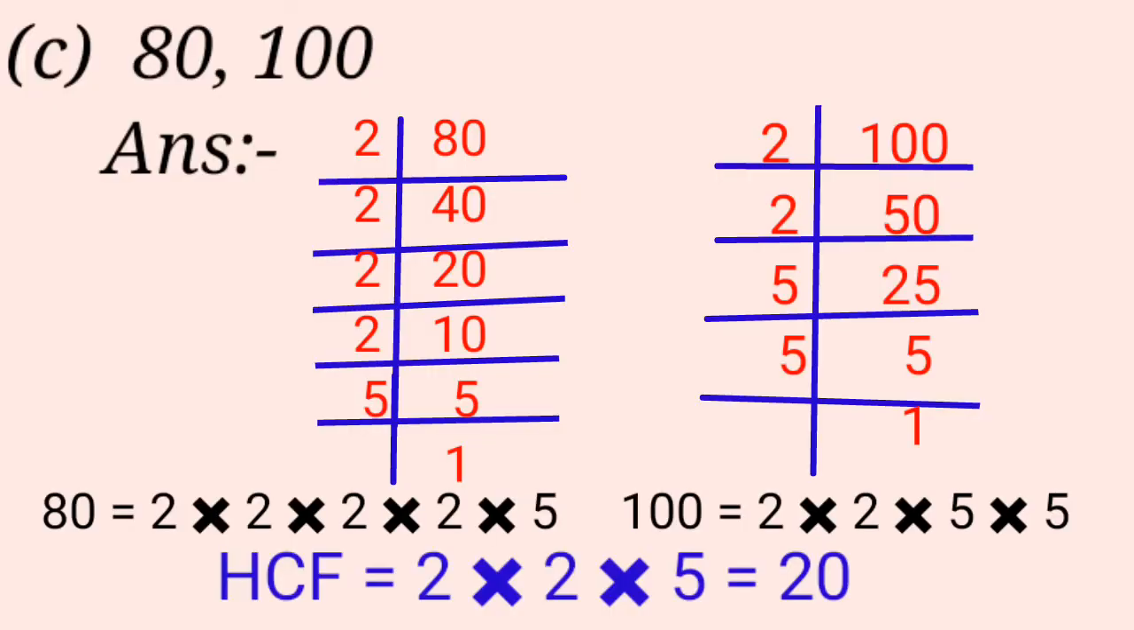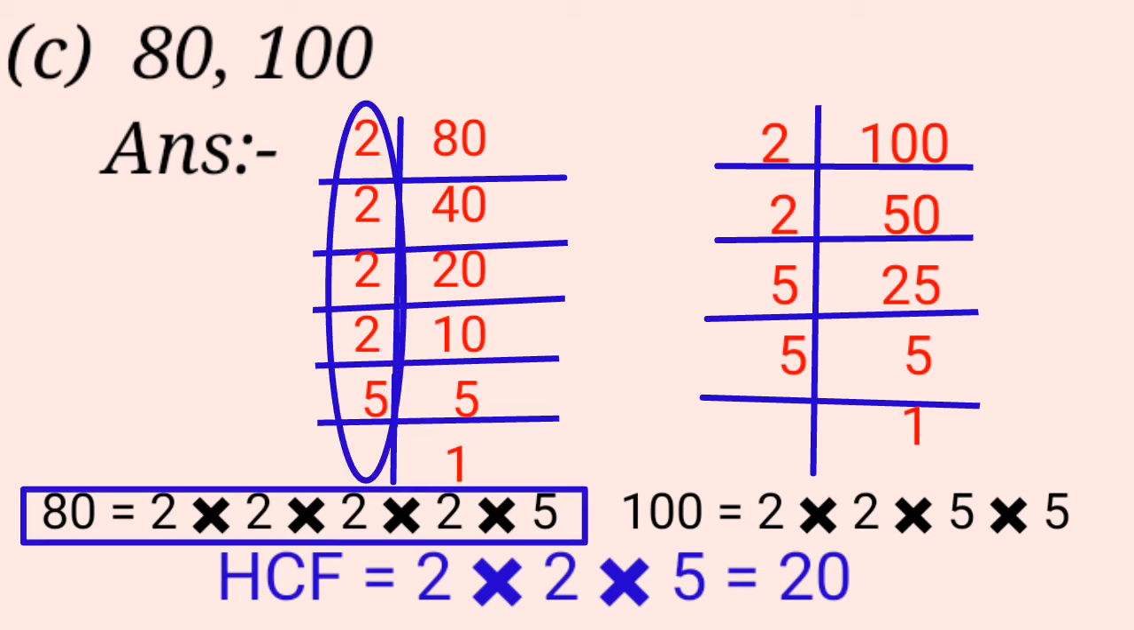C part is 80 and 100. Now let's take 80. 2 40s are 80. 2 20s are 40. 2 10s are 20. 2 5s are 10 and 5 1s are 5. So we get 1 at the bottom. So factors of 80 is equal to 2 into 2 into 2 into 2 into 5.